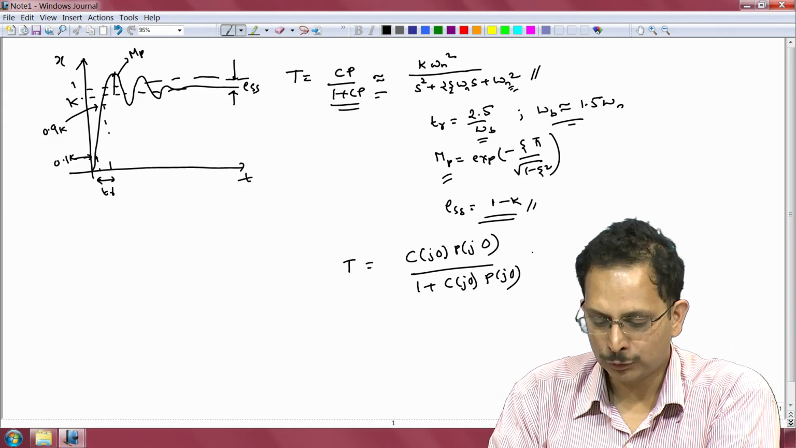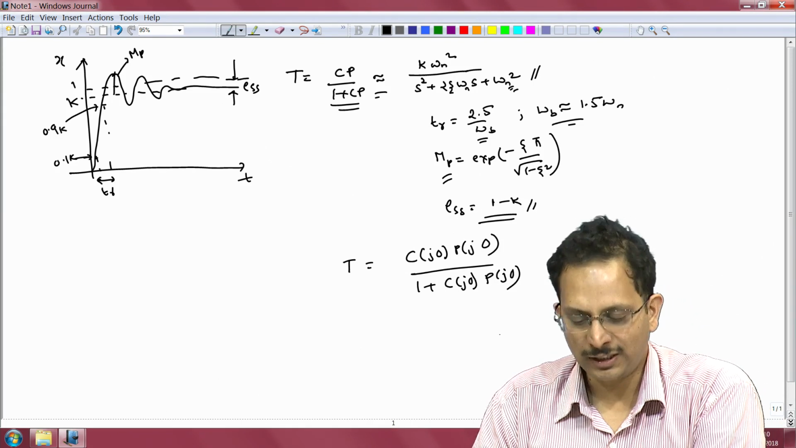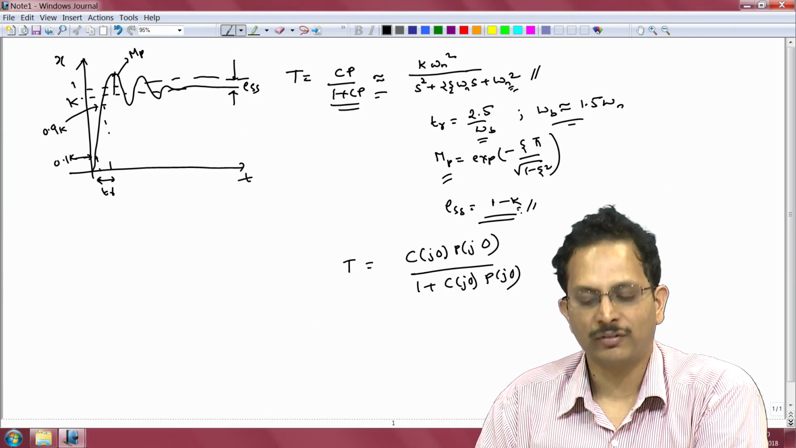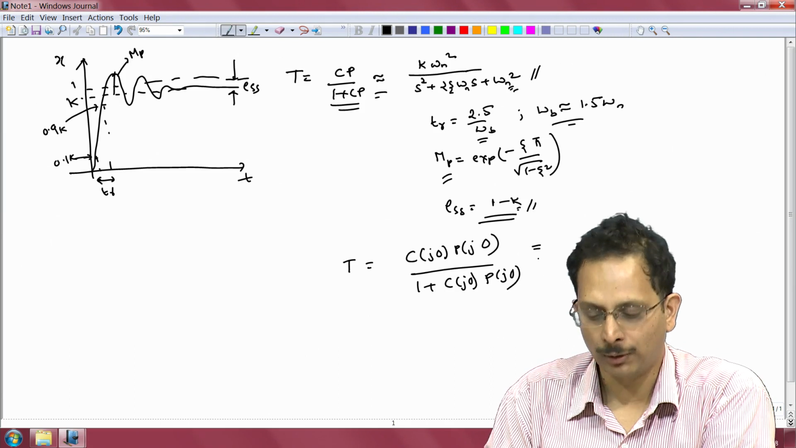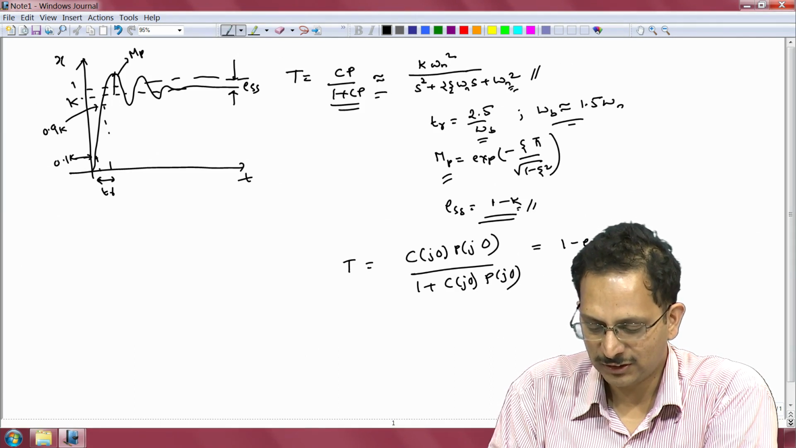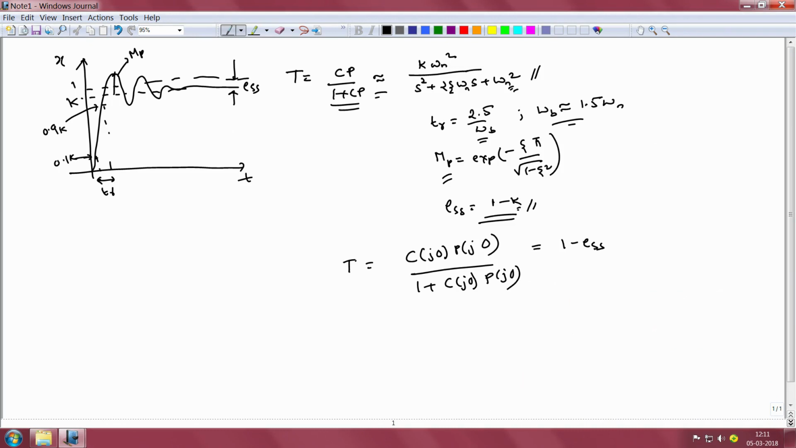Therefore, if we have specified the steady state error, then we know what value of k we should have, and we can show that this should be equal to 1 minus ESS. So, T of j0 should be equal to k, which in turn should be equal to 1 minus ESS. From this we can work out that the product of the controller transfer function, namely C of j0 evaluated at 0 frequency, times the plant transfer function evaluated at 0 frequency, should be equal to 1 by ESS minus 1.